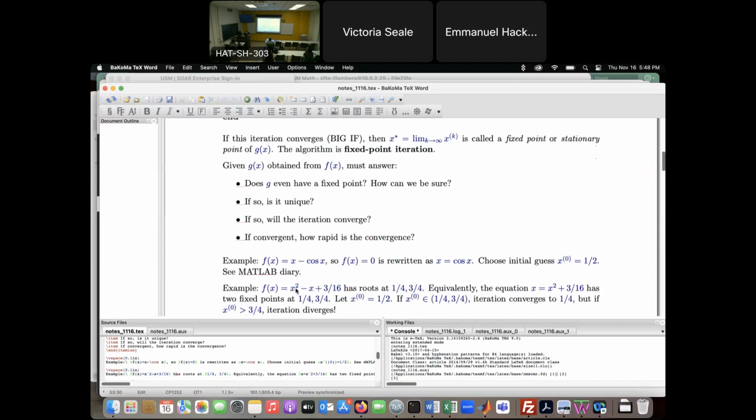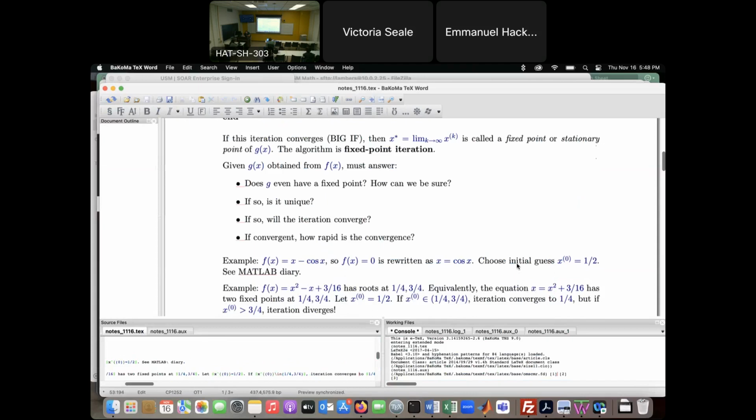Now, if I write this equation in the form x equals g of x, then I'm just going to move x to the other side. So now my equation is x equals x squared plus 3/16. So that would have two fixed points, 1/4 and 3/4. So you can see if I plug in 1/4 or 3/4 into the right side, then I'm going to get the same value of x on the left side.